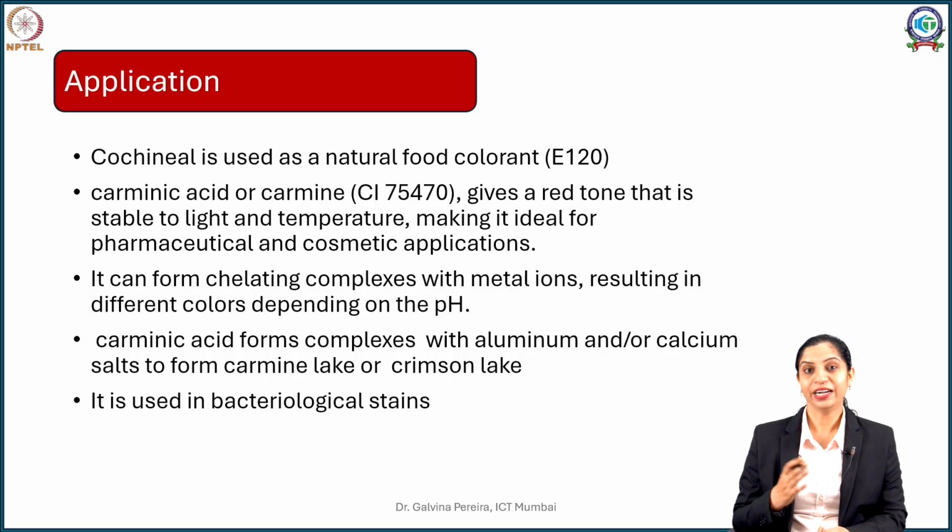Not only that, it shows a pH-dependent color change. It is said that carminic acid is more reddish towards a little acidic pH, and then the color changes to a little purple as it goes to a neutral to near alkaline pH. Now, you can make different lakes. Mostly aluminum lakes are used. In some cases even calcium lakes are prepared, and apart from this, carminic acid is also used to stain bacteria. So, it is used in bacteriological stains.